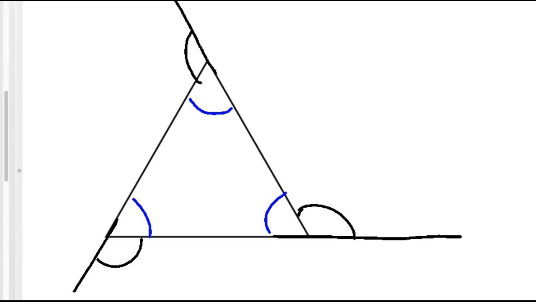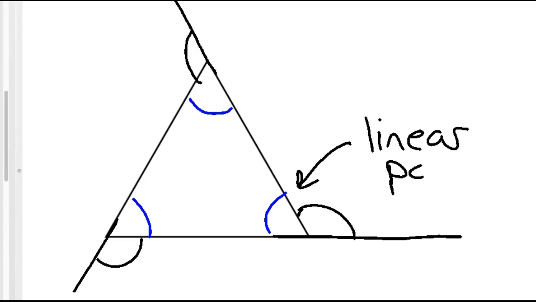Notice they always make a linear pair with the interior angles. And if you remember, hopefully you're to this point in your geometry where you know what a linear pair is. Linear pair, two angles that form to make a straight line, which a straight line is 180 degrees. So that's a nice little property that we'll use later.